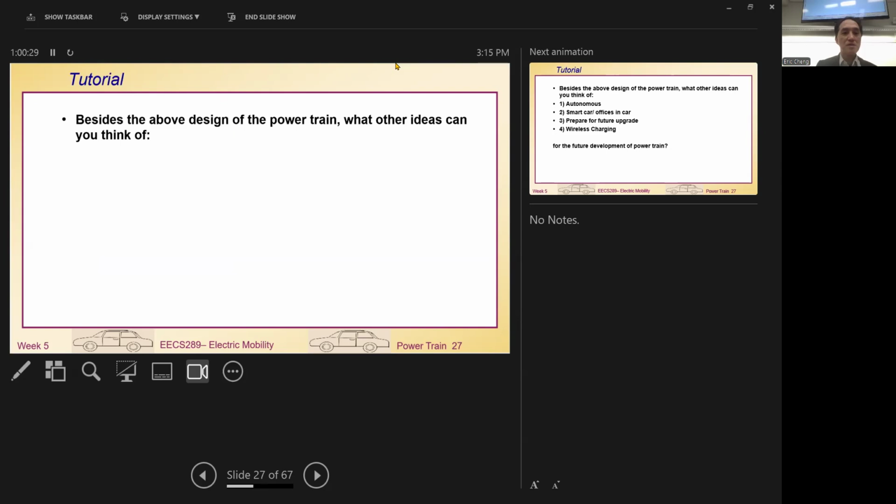So let's think about, for all the design, what other area can you think of? We have discussed about 12 points, right? For the vehicle design for powertrain. Which part haven't we touched? We haven't thought about that.